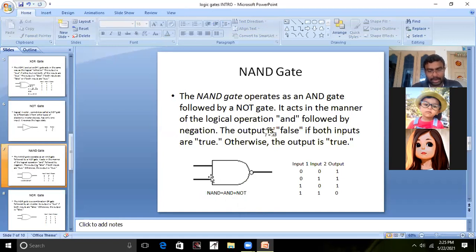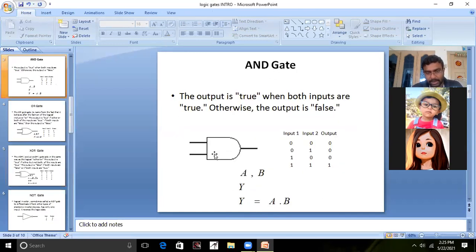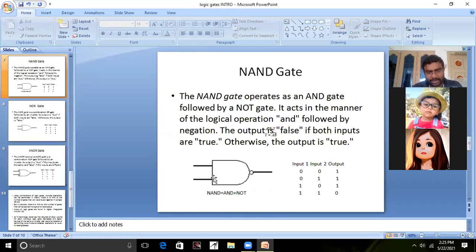Means, guys, I will show the AND gate logic symbol once. Observe this one. Okay, guys, all of you observe this logic symbol. Once again, I'm going for NAND gate. Guys, check this logic symbol. What difference can you find between these two logic symbols?